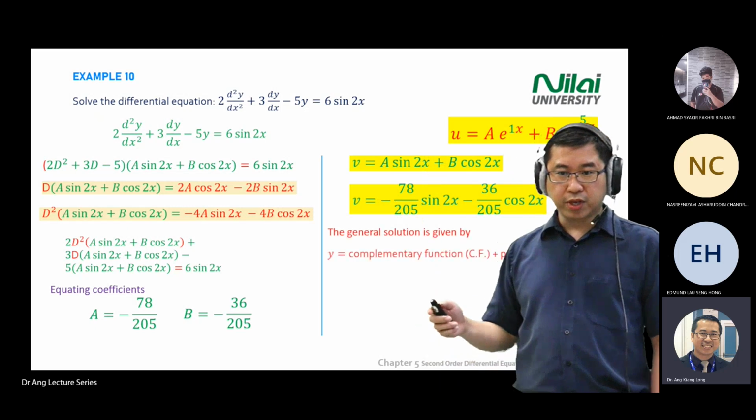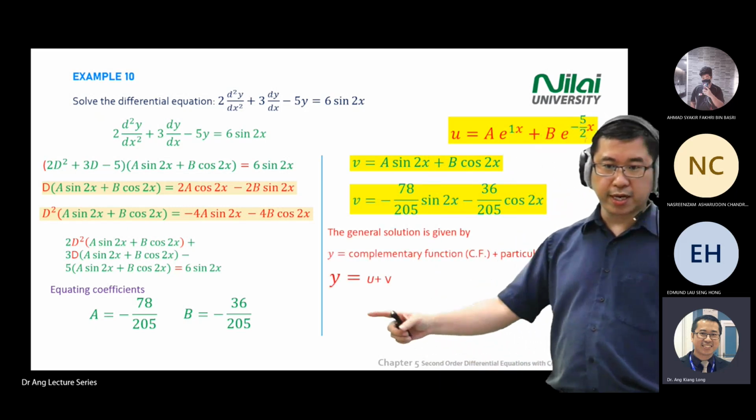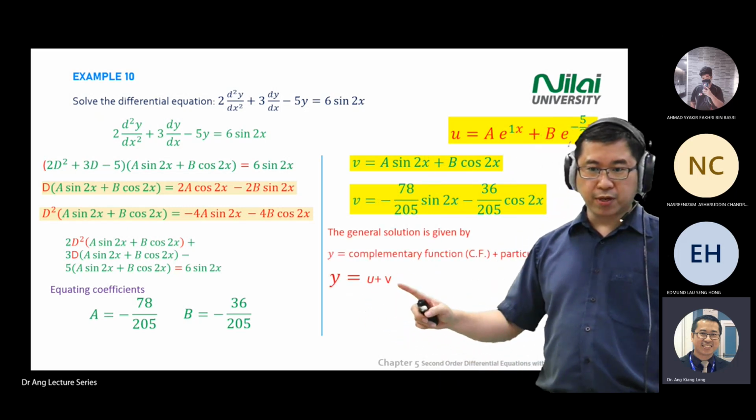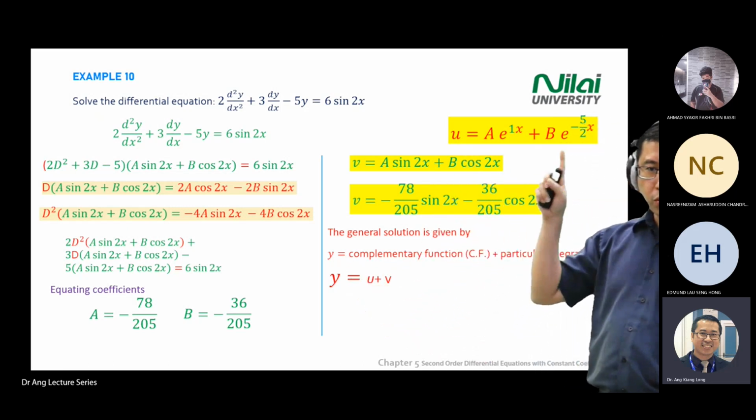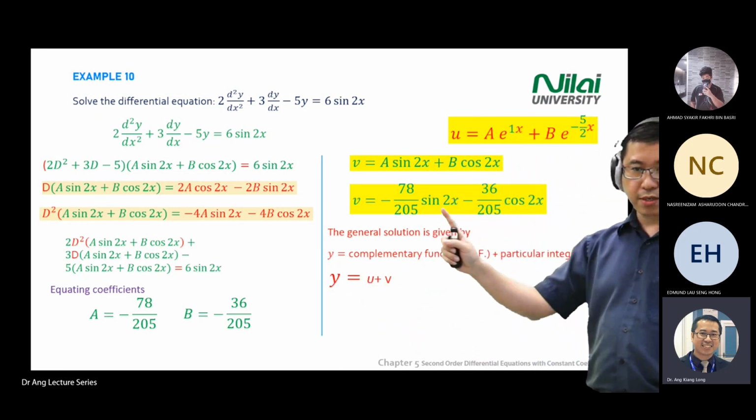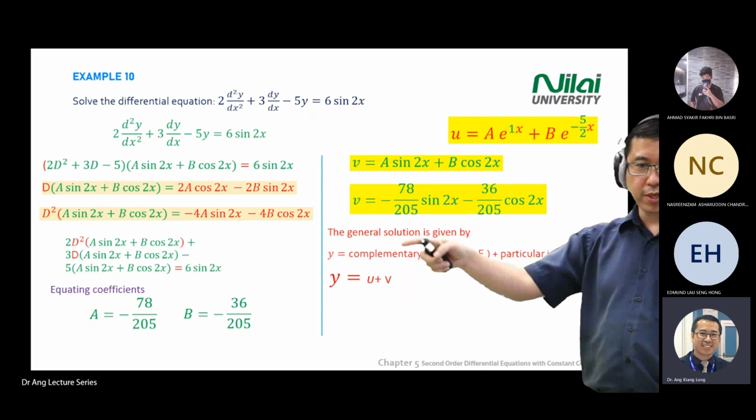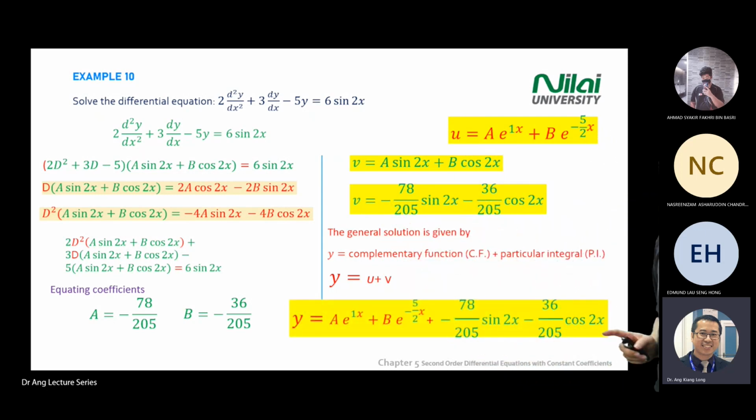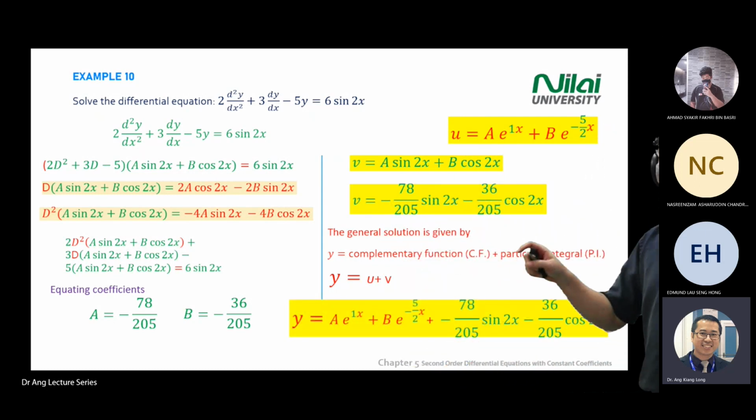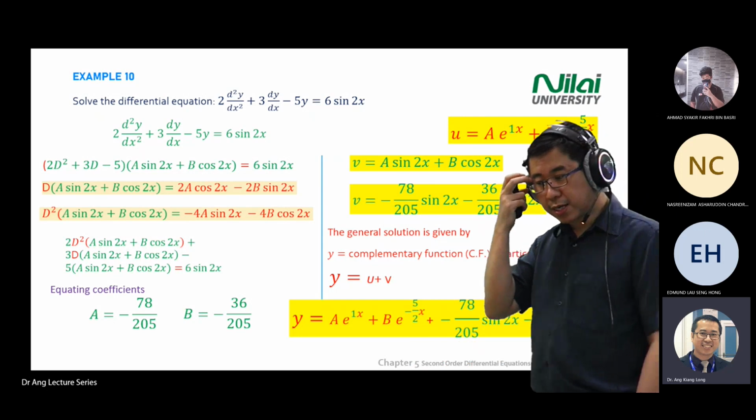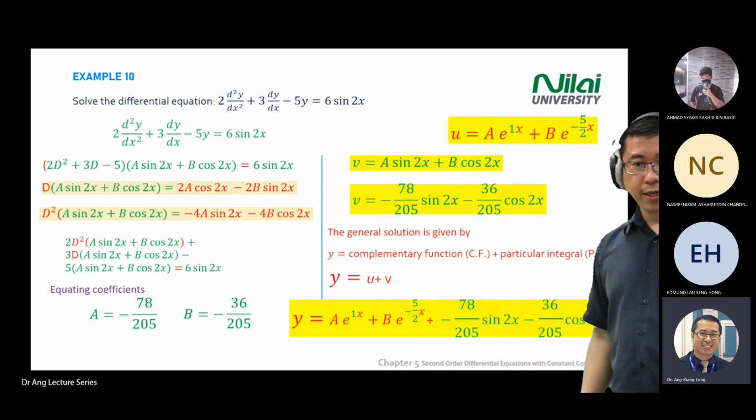So basically, you rewrite the whole equation again. Y equal to U plus V. Y equal to U plus V is a very long equation. You get this whole thing. Expect something like this in your final exam. All right.